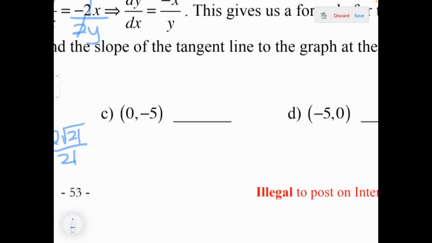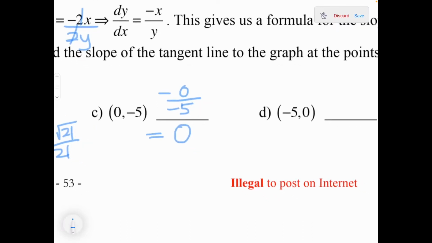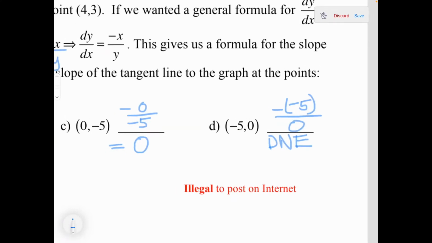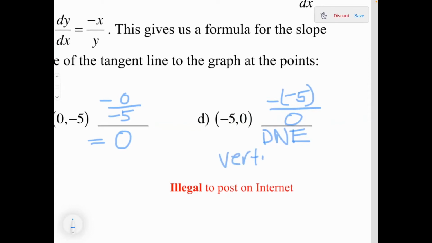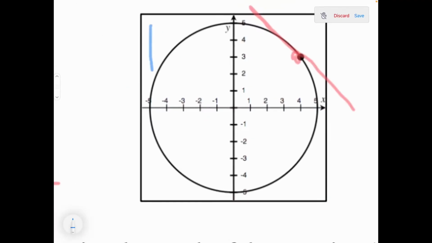What about the point 0, negative 5? We would get 0 over negative 5, and 0 on top with a number on the bottom is just 0. What about negative 5, 0? We get negative 5 over 0. We can't divide by 0. So the tangent line at the point negative 5, 0 does not exist. The reason is that it would be a vertical tangent line, and we'll talk about those a little bit later in this chapter. If we go back up and look at negative 5, 0, you will see that that is a vertical tangent line at that point.